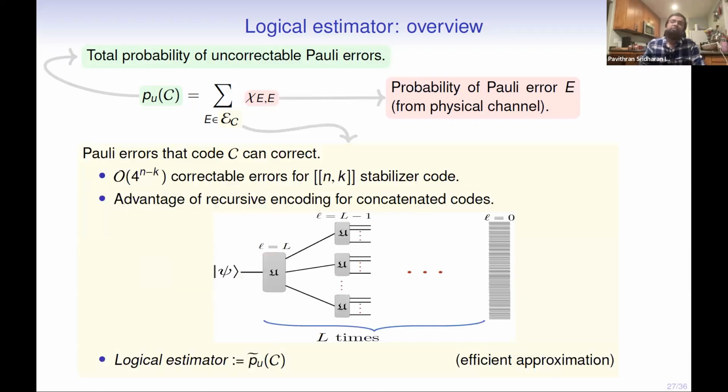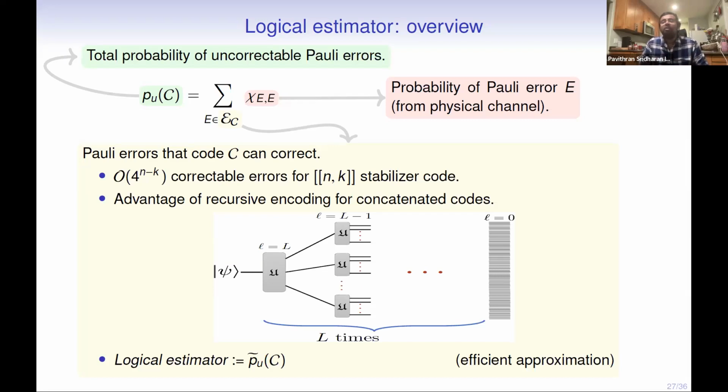Now, it turns out that for any code of interest, there is an exponentially large number of errors that the code can correct or not correct. So it's not a viable process for us to enumerate all these errors and add up their probabilities in an exact manner. This demands a way of estimating this quantity in a clever way, and we can only do it given some more information about the error correcting scheme, and that is what we leverage in this result.